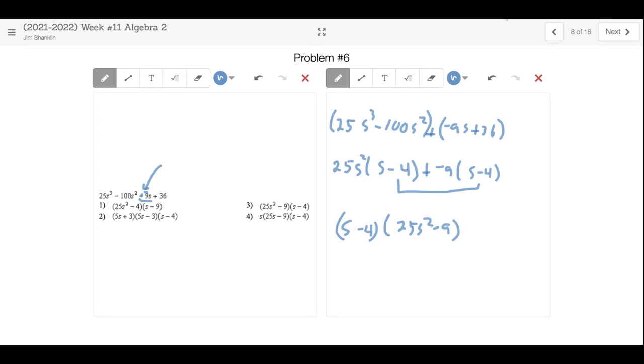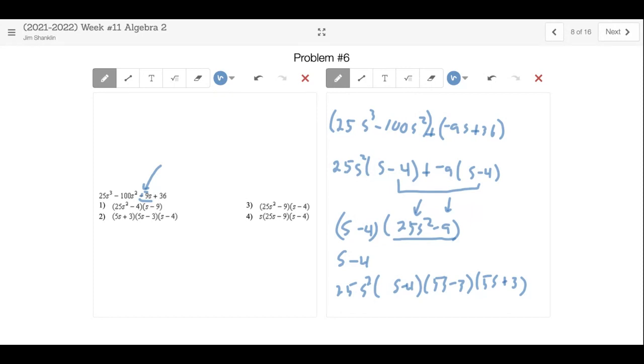Am I done? No, I'm not done. Why? Because this is a difference of 2 squares. This is a perfect square. This is a perfect square. So I've got s minus 4, and whoops, I forgot my 25. Can't forget that when you factor. The 25s squared and then s minus 4. And then this factors to 5s minus 3, 5s plus 3.